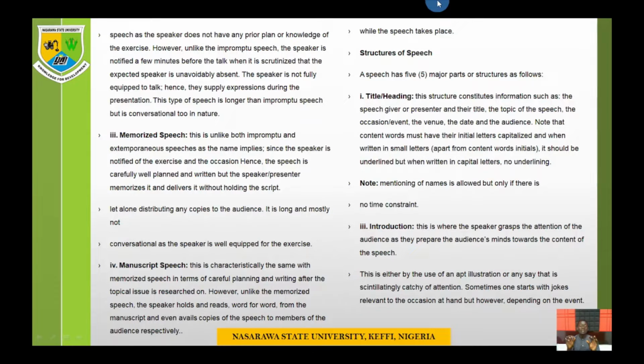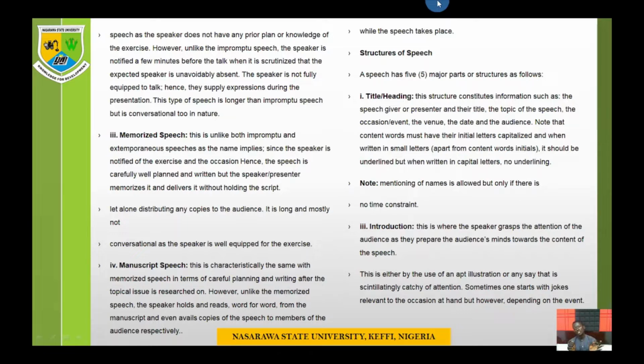Okay, and the speaker holds and reads word for word from the manuscript, and even avails copies of the speech to members of the audience while the speech takes place. So you see, this is very different from the memorized speech, as you have a copy before you, you read word for word, and you even give copies to the audience so that they follow what you are doing.